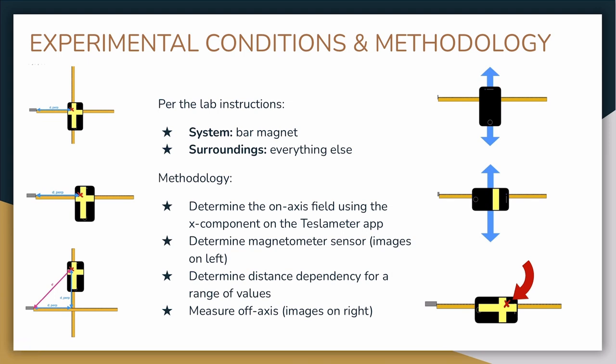Some experimental conditions and methodology for this experiment. Per the lab instructions, the system is going to be the bar magnet and the surroundings is going to be everything else. Methodology: we determine the on-axis field using the x component on the Tesla meter app. We then determine the magnetometer sensor, which can be seen with the images on the left, and determine the distance dependency for a range of values. We then measure the off-axis.